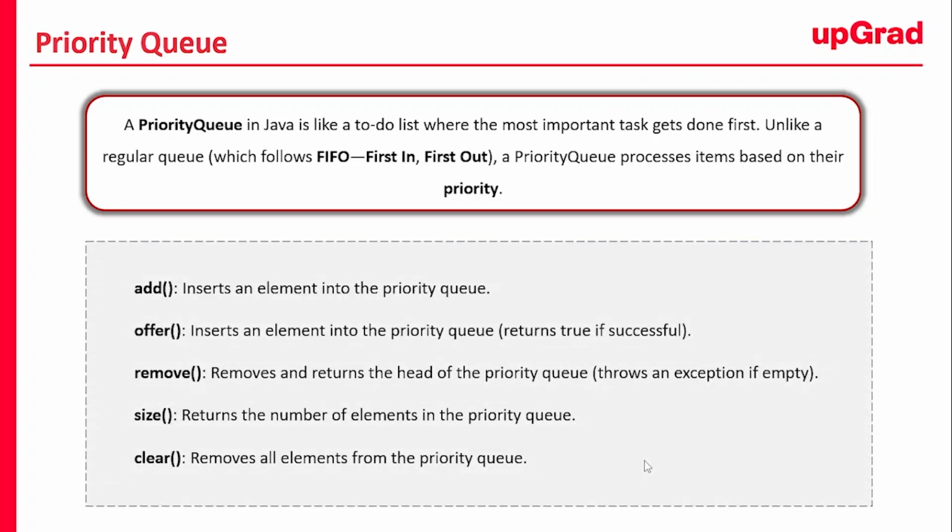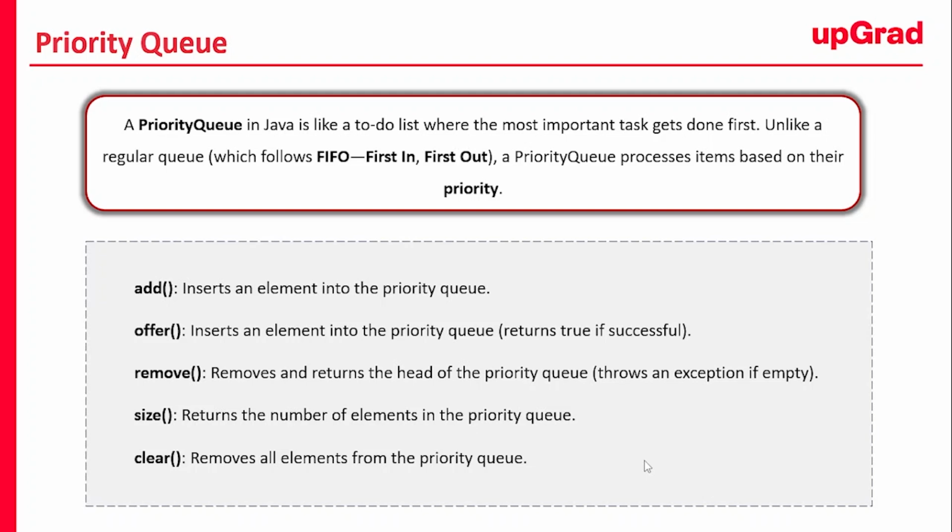Some of the methods used in priority queue are as follows: add, offer, remove, size, and clear. Clear is the new one, so let's have a look at it. It removes all elements from the priority queue. So if you want to remove all elements from the priority queue, then you have to use clear. I believe you understood priority queue. It is a bit different from a queue because of the priority thing: the most important task gets done first. I hope you understood this.